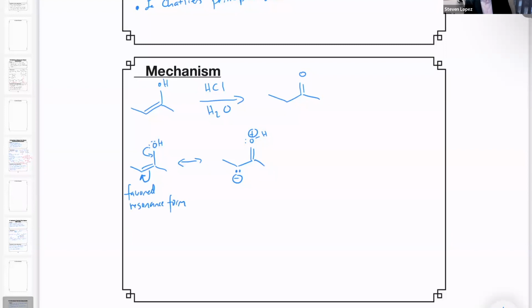Now, the resonance structure on the left, of course, is the more favored resonance form. Because we have all of the octets satisfied, there are no charges, and there's no charge separation. Whereas the one on the right is the less favored resonance form because we have a positive charge on oxygen, we have charge separation, and this makes it the less favored resonance form.